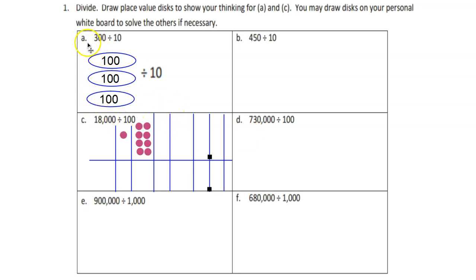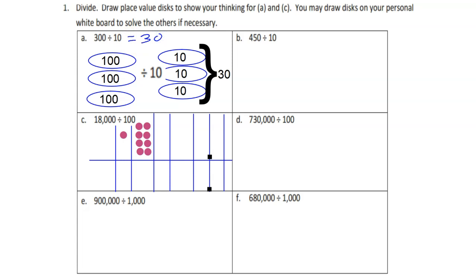All right, so looking here, for 1A, we have 300 divided by 10. So I know that 300 can be broken down into 3 hundreds. Then if I divide it by 10, 100 divided by 10 is 10. Second 100 divided by 10 is 10, and my third 100 divided by 10 is 10. So all three groups of 10 is equal to 30. So therefore I know 300 divided by 10 is equal to 30.